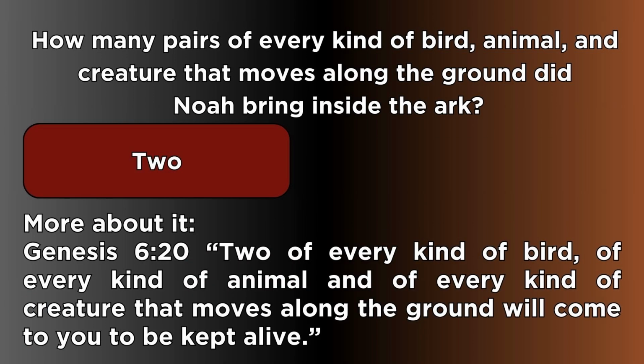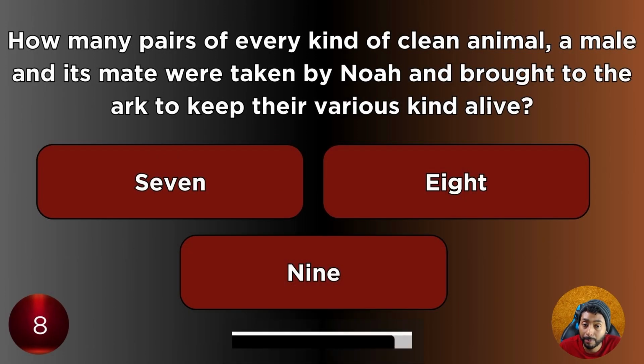2. Genesis 6:20. 2 of every kind of bird, of every kind of animal, and of every kind of creature that moves along the ground will come to you to be kept alive. 8. How many pairs of every kind of clean animal, a male and its mate, were taken by Noah and brought to the ark to keep their various kind alive? 7, 8, or 9?